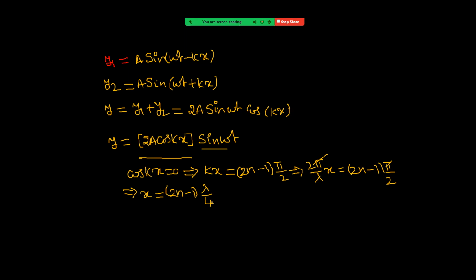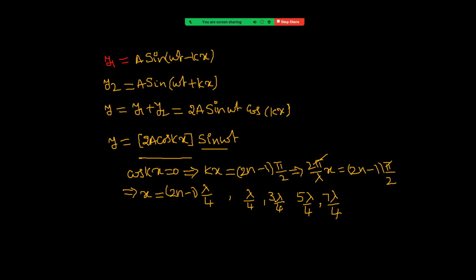Let us take n value 1. N value is 1, x value is lambda by 4, right? If n value is 2, x is 3 lambda by 4. N value 3, 2 into 3 is 6, 6 minus 1 is 5, so 5 lambda by 4. Next one is 7 lambda by 4 and so on. So these points which are permanently at rest are known as nodes. We can see here the first node is at x equal to lambda by 4.